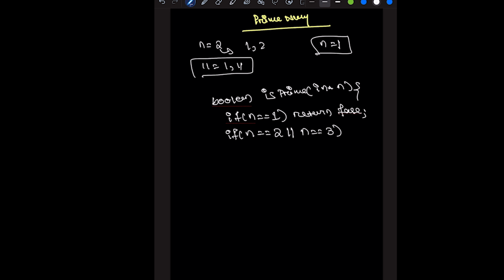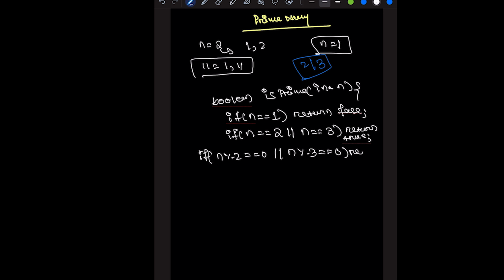Now let's see the flow of the code. If n equals 2 or n equals 3, then we return true, because 2 is a prime number and 3 is a prime number, both are prime numbers, so we return true. Then we write another condition: if n modulo 2 equals 0 or n modulo 3 equals 0, then return false. If a number like 4 is divisible by 2, then it returns false. If the number 9 is divisible by 3, then it also returns false.